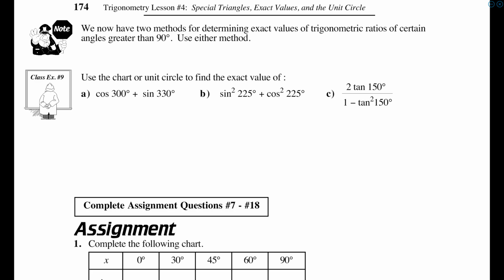So remembering on a unit circle, looking for cos of 300, you go to 300, and you find the x value. Looking for sine of 330, you go to 330, and you find the y value. And then you just have them together? Then you just have them together. Okay.